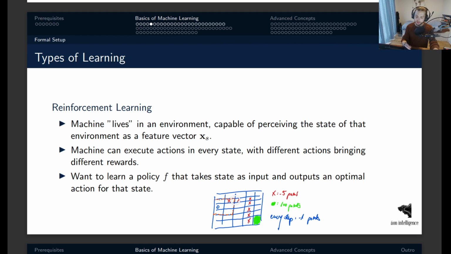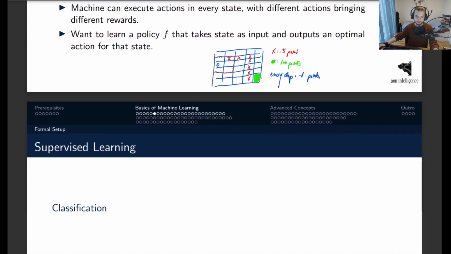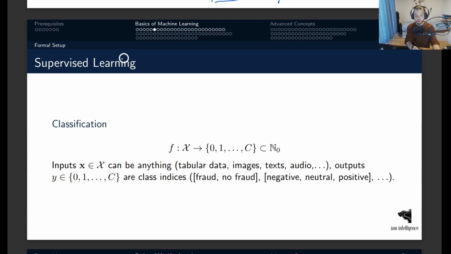But the problem is made harder by the machine only being able to perceive the fields adjacent to the field that it's standing on. And this would be an example of a reinforcement learning scenario. So in the beginning of the section, I briefly touched on supervised learning. But let's go deeper and study the different manifestations of supervised learning, and let's start with classification.